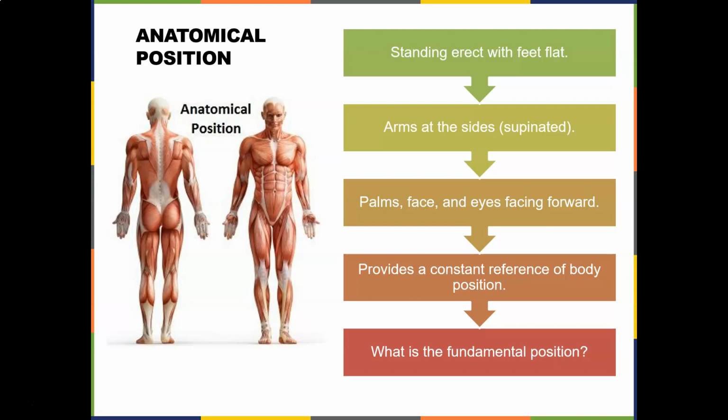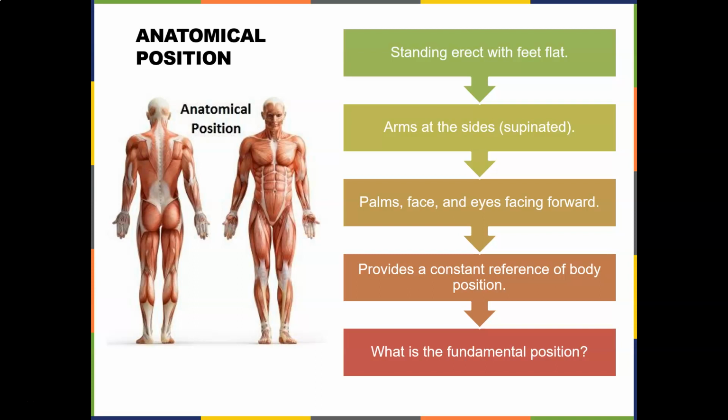So the characteristics of the anatomical position is standing erect with feet flat, arms at the sides, the arms are supinated, the palms, face, and eyes are facing forward, and provides a constant reference of the body of the position. So if you look at this diagram here, you're seeing that standing erect with the feet flat, arms at the sides, supinated, palms facing forward. This is the key characteristics because in the fundamental position, the palms will be facing towards the body, and I'll show you an image of that.